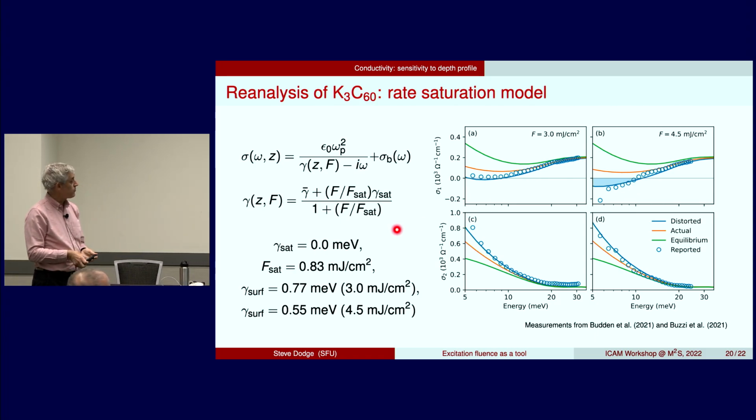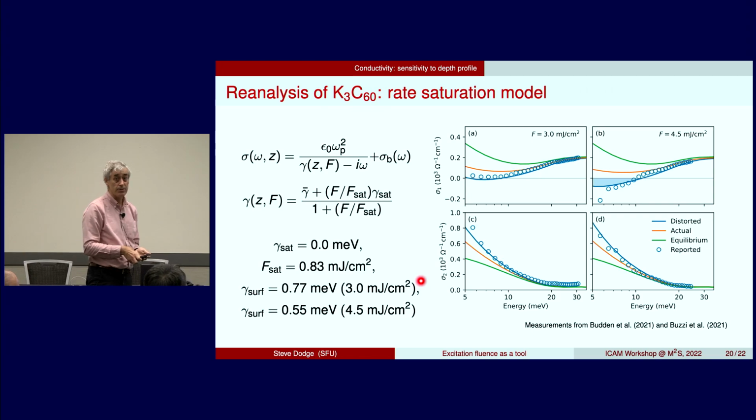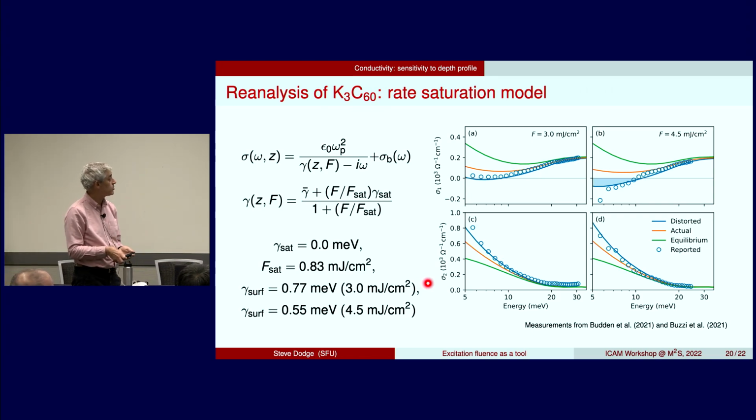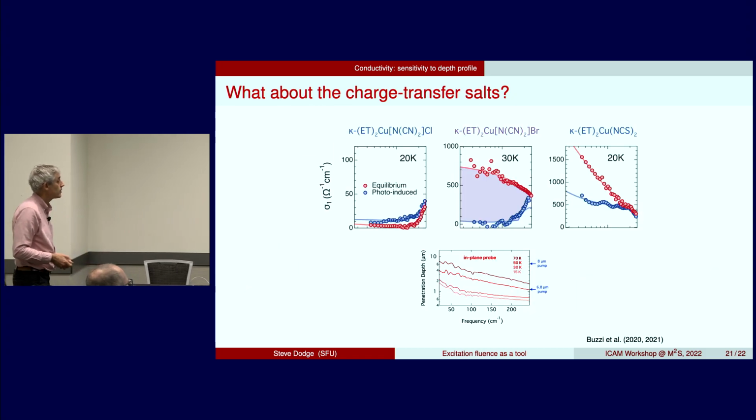When we do this fit, we find that the saturated value is 0. The rate is 0. But the surface values are different from 0. And so the surface value at 3 millijoules per centimeter squared is about 1/8 of a millielectron volt. And at 4.5, it's about 1/6 of a millielectron volt, rounding up.